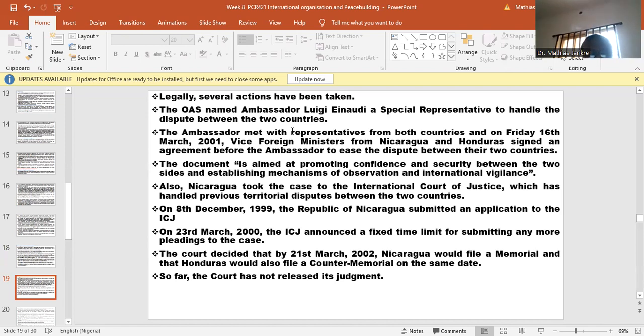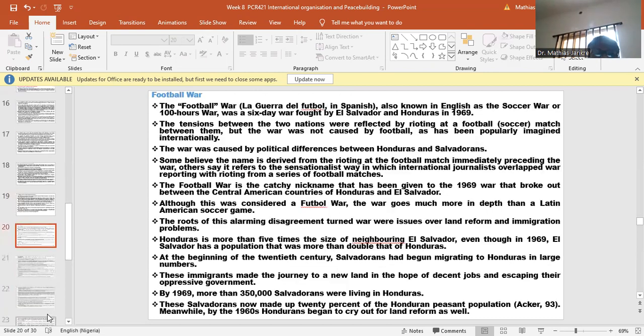international vigilance. Also, Nicaragua took the case to the International Court of Justice, which has handled previous territorial disputes between the two countries. On the 8th of December 1999, the Republic of Nicaragua submitted an application to the ICJ. On March 23, 2000, the ICJ announced a fixed time limit for submitting any more pleadings to the case. The court decided that by 21st March 2002, Nicaragua will file a memorial and Honduras will also file a counter memorial on the same day. So far, the court has not released its judgment.